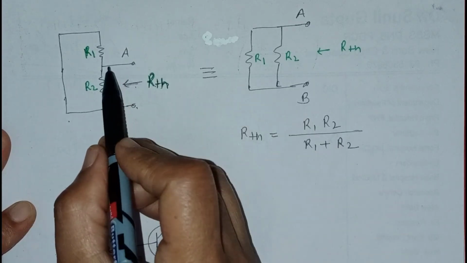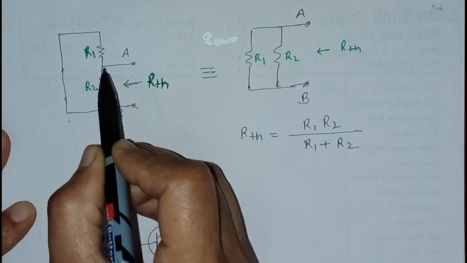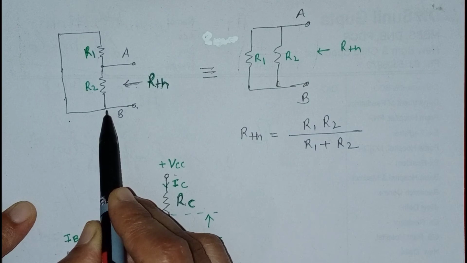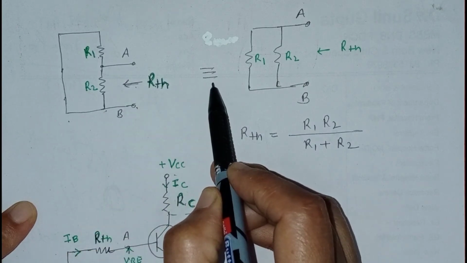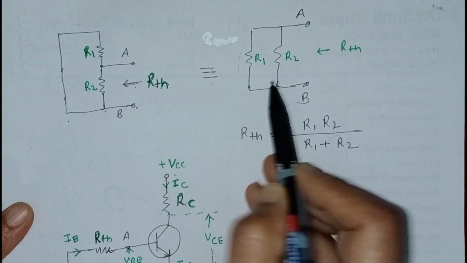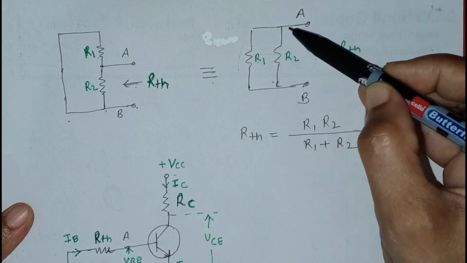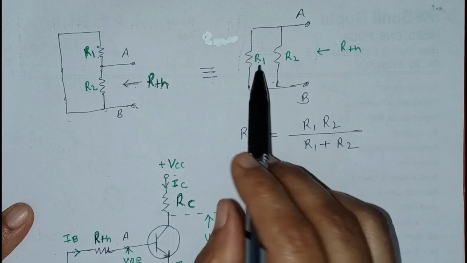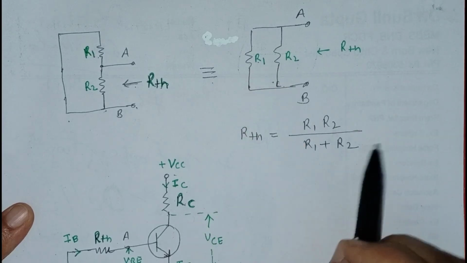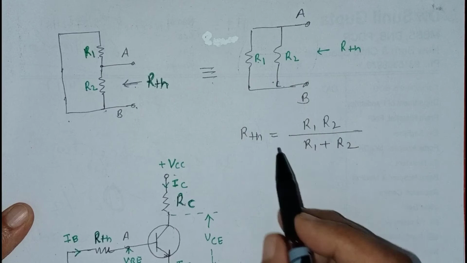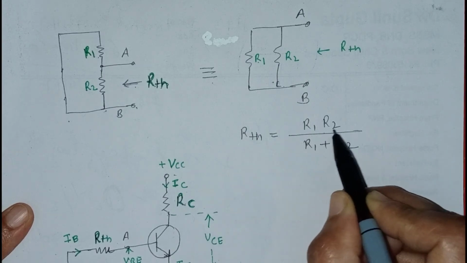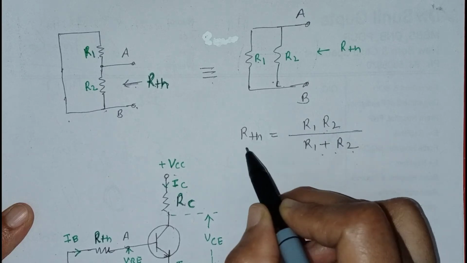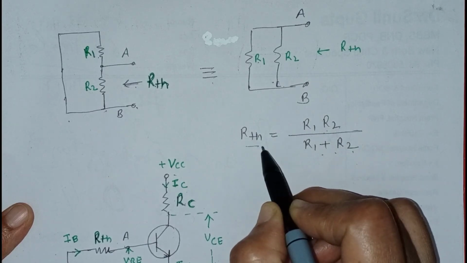We can see here that one side of this R1 resistor is connected to the A terminal and the other side is connected to the B terminal. So we can redraw this circuit as shown in this figure, because R1 is connected across the A and B terminals. We can see from this figure that these two resistors are in parallel. So the parallel combination of these two resistors is RTH equals R1 into R2 upon R1 plus R2. So this is the equivalent resistor, or the Thevenin resistor.